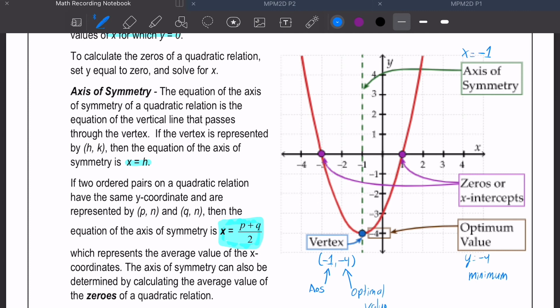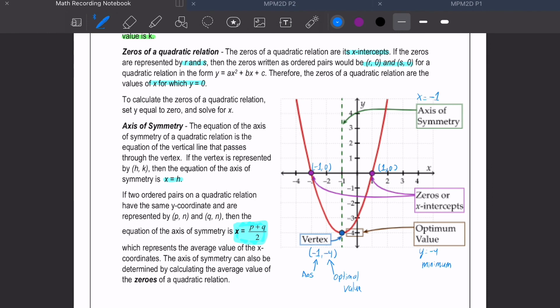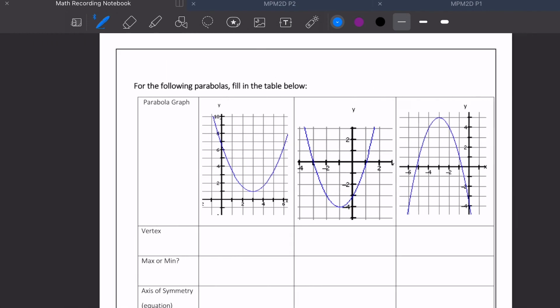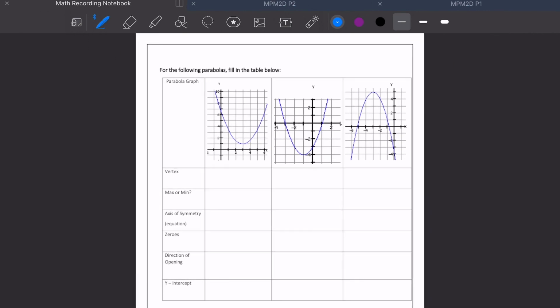And last but not least, we need to look at our x-intercepts, or where our parabola passes the x-axis. In this case, it is (1, 0) and (-1, 0). So that's just how we label all this information here. So what I want you guys to do: pause the video, try to label everything that you can from here. Once you have tried that, come back and see what the answers are.